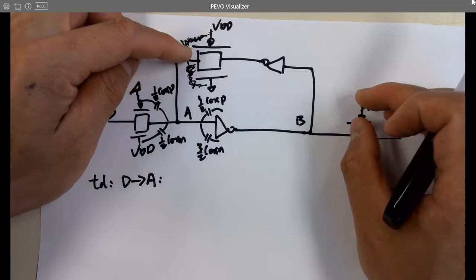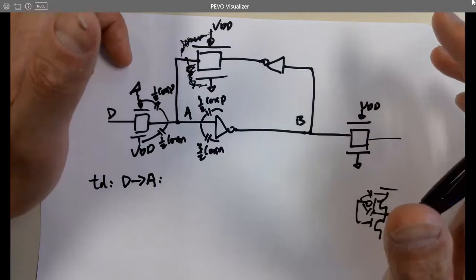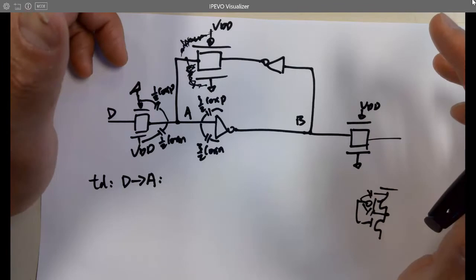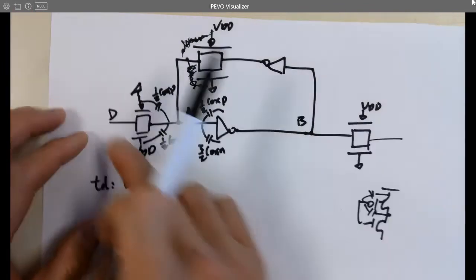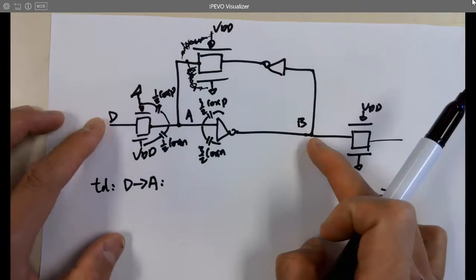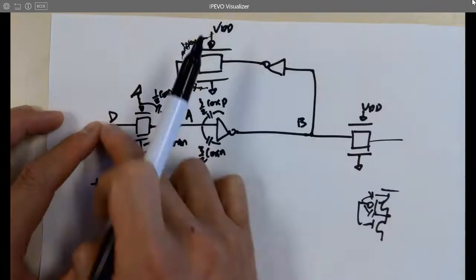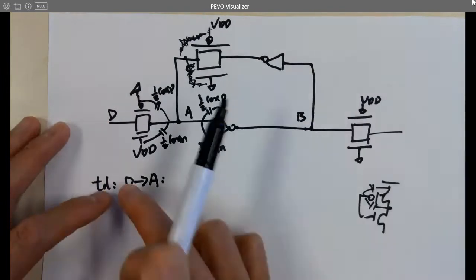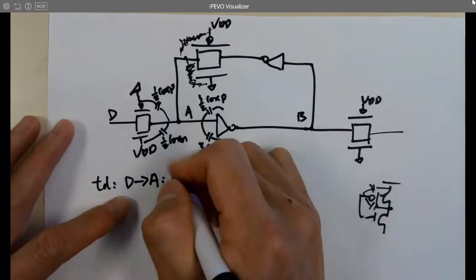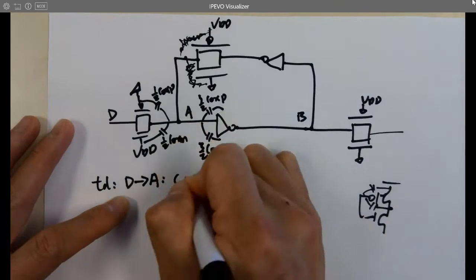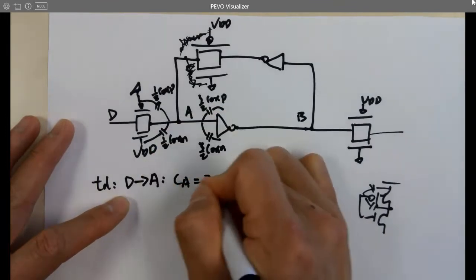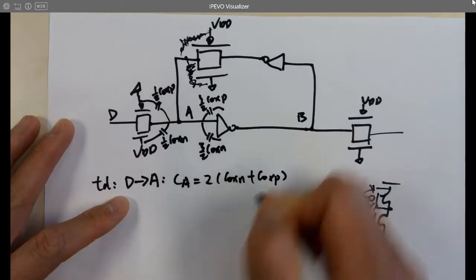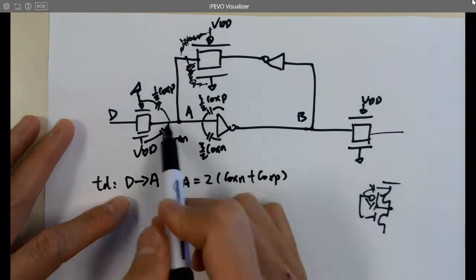Hopefully that helps. If both of those are off, it's just going through here, but not going here, not going here. That's it. That's what's happening. Okay, so from D to A, the C total, or CA, the capacitance at A here becomes 2 times Cox N plus Cox P, just adding all of them together, assuming they have the same sizes.